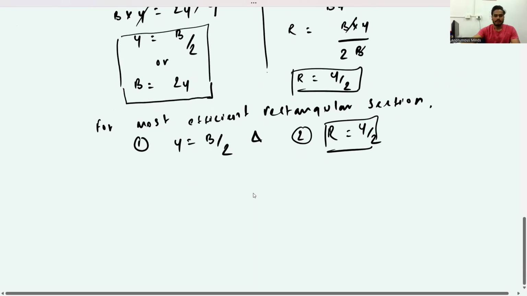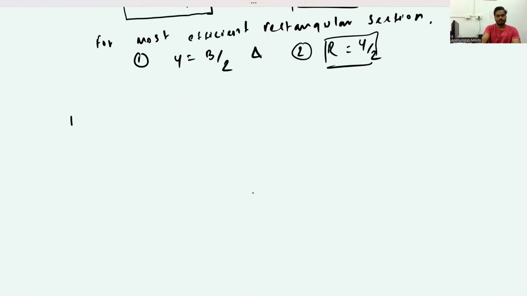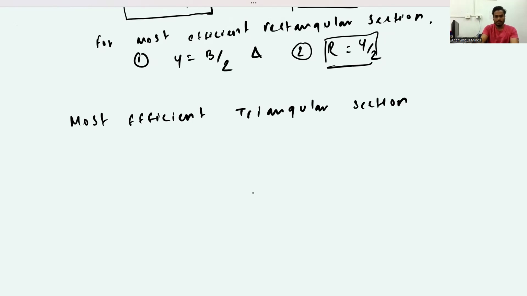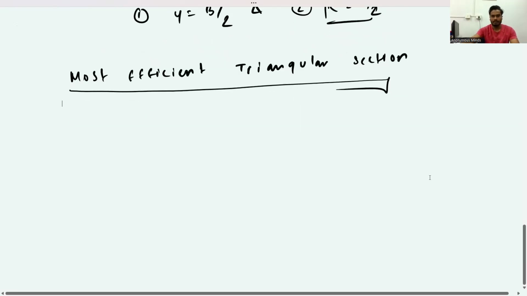Now let's take another section, that is the triangular section. So for most efficient triangular section, let's take another example of a triangular section. So let me draw first a triangular section.